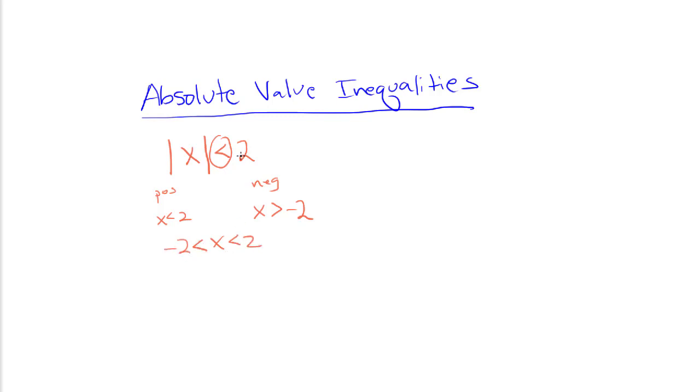This is an AND condition. When my absolute value is less than, it's effectively an AND condition. And I could graph that as such. That gives us our typical points at 2 and negative 2, our typical barbell type solution in between the 2 points.